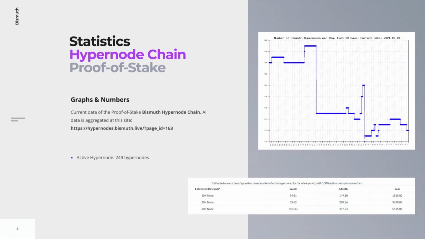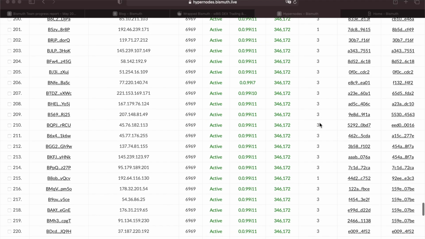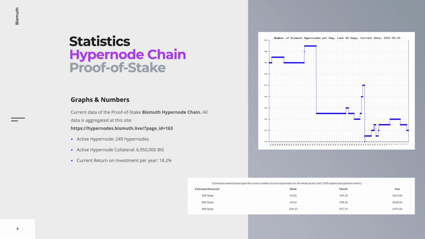In case you prefer staking, then you might be interested in the proof-of-stake sidechain, which is the Hypernode chain. Again, you can check all important information about the Hypernode at this shown link, hypernodes.bismuth.life. On the right, you see a graph indicating all active and inactive hypernodes. There should be around 312, and there are about 249 active hypernodes. There's also an active hypernode collateral of a total of 6.9 million Bismuth, and the current return on investment per year is around 18.2%. This is always changing depending on how many active hypernodes are running.